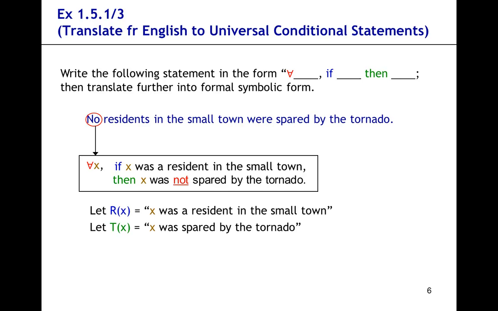Finally, we can put all the symbols together. Focus on the semi-symbolic statement again. Keep the for all x symbol as it is. If x was a resident in the small town, can be replaced by the predicate R of x. Then can be replaced by the symbol right arrow. And x was not spared by the tornado can be replaced by the predicate not T of x. That is the fully symbolic form. Check that you have defined two predicates for this situation.